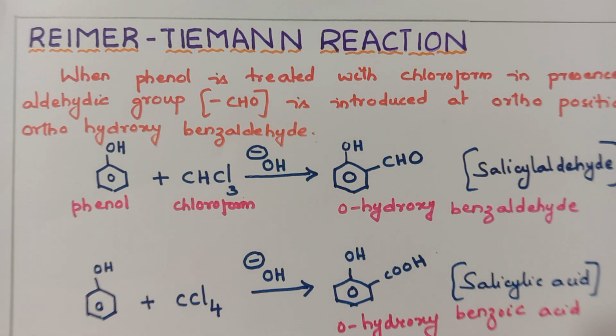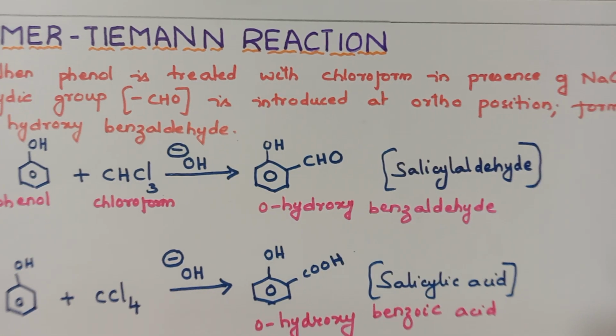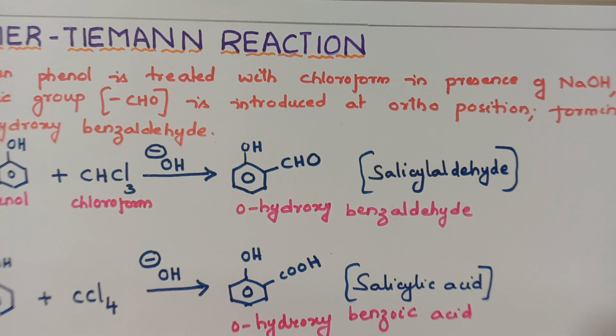In this video, today we are going to learn a very important named reaction from organic chemistry, which is called the Reimer Tiemann reaction. What is this Reimer Tiemann reaction, students? It is the reaction in which phenol is treated with chloroform in the presence of a base, for example, sodium hydroxide. So what happens when phenol is reacting with chloroform in the presence of a base?